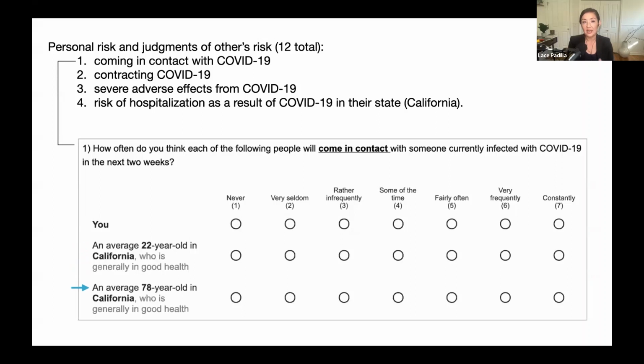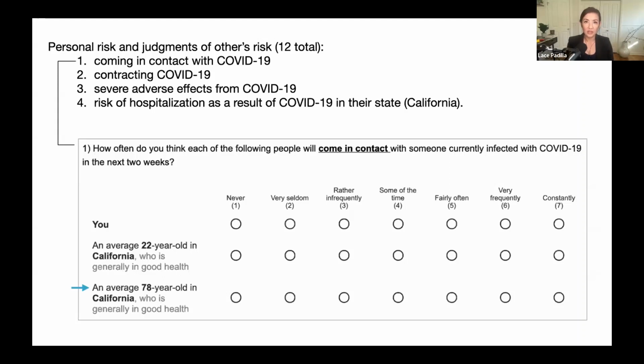Our thought was that we wanted to get an estimate of if their judgments changed for a younger person or someone that would be more susceptible to COVID. And we asked similar questions about the possibility of contracting COVID, having severe adverse effects from COVID, and being hospitalized by COVID. Okay. So those were the types of questions that we asked people.